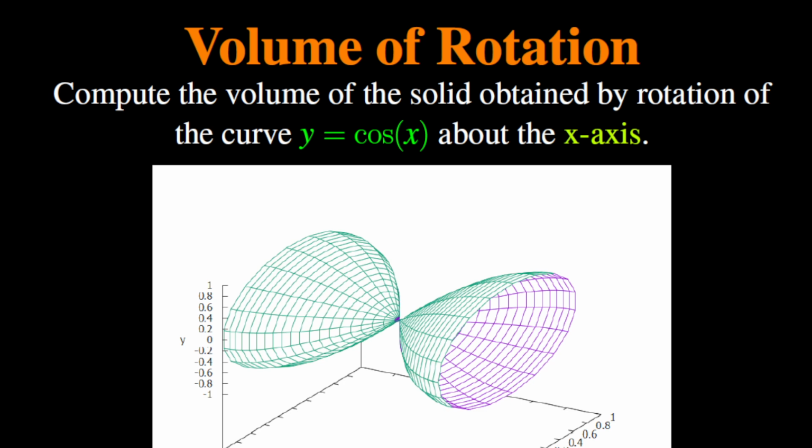Hello, our goal in this video is to learn how to compute the volume of a solid of revolution. In this problem, we are asked to compute the volume of the solid obtained by the rotation of the region bounded by the curves y equals cosine of x, and y equals 0 around the x-axis, for all x in the closed interval from 0 to pi.